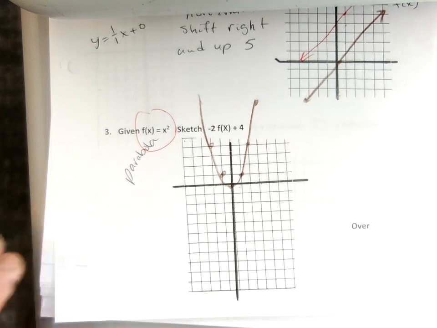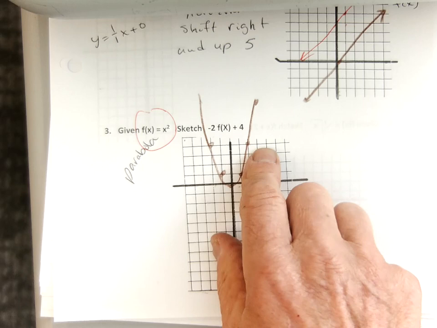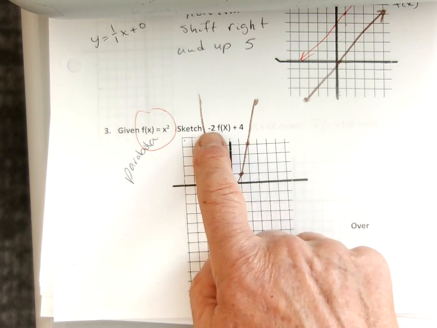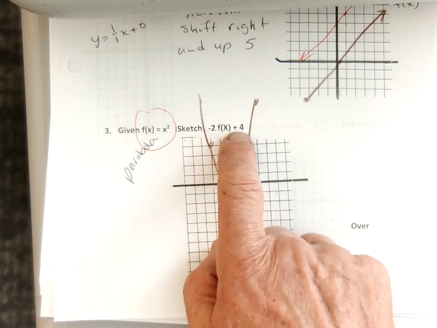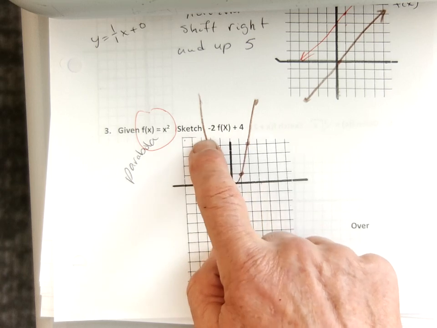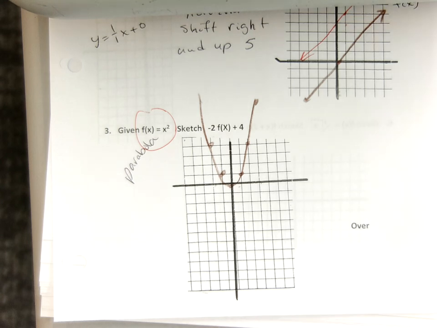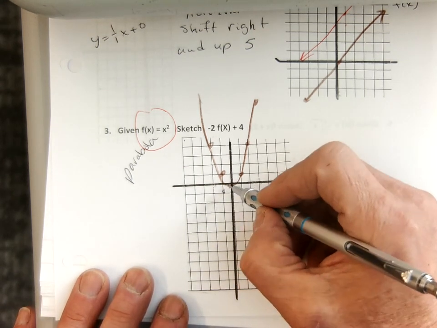So what am I going to draw? Well, I'm going to take this brown graph. I'm going to reflect it over the x-axis because of the negative. I'm going to make it twice as tall and then shift it up 4. So I'm going to reflect it over and I'll do this in a couple of steps. So I'm going to reflect it, and don't write this yet, just watch me do this because I'm going to erase.